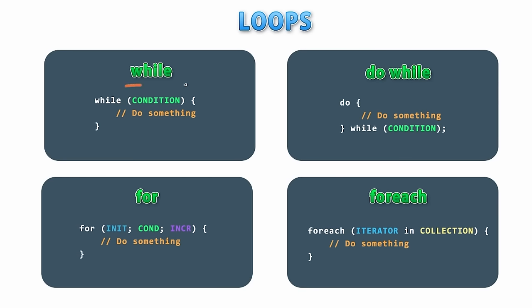But another one that you're probably going to use most of the time is the for loop. This one can sometimes look complex to beginners, so definitely pay close attention. This one is split into 3 parts. The first part is the initializer. So here, usually we initialize some kind of iterator variable.